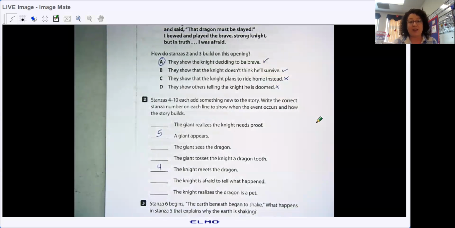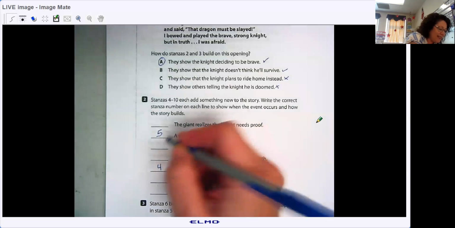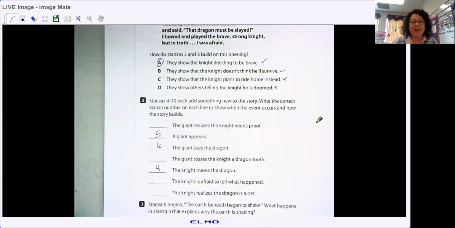What does the dragon do? I mean, the giant. What happened there? The giant sees the dragon, right? All right, let's look at 7.